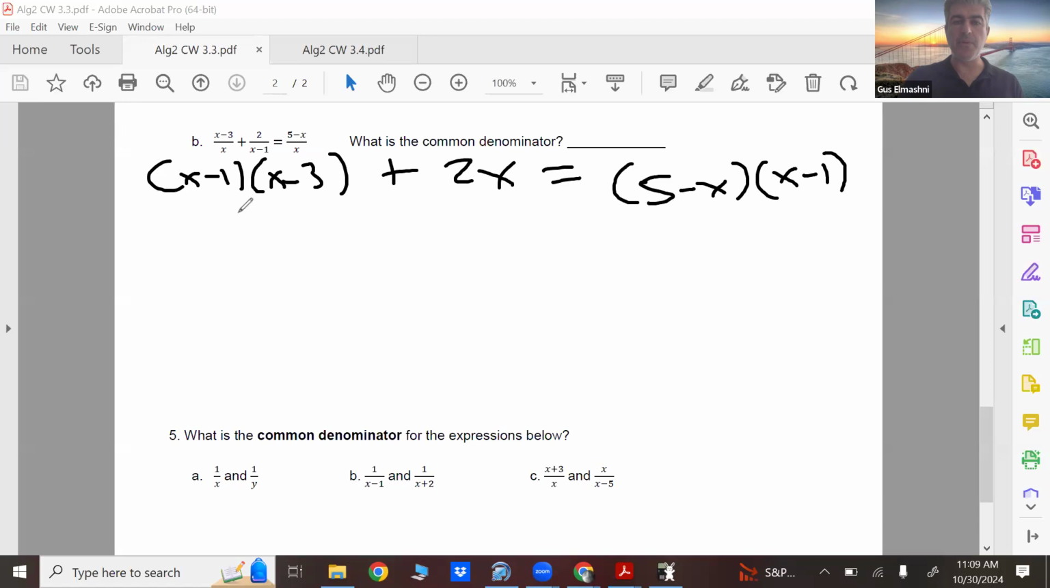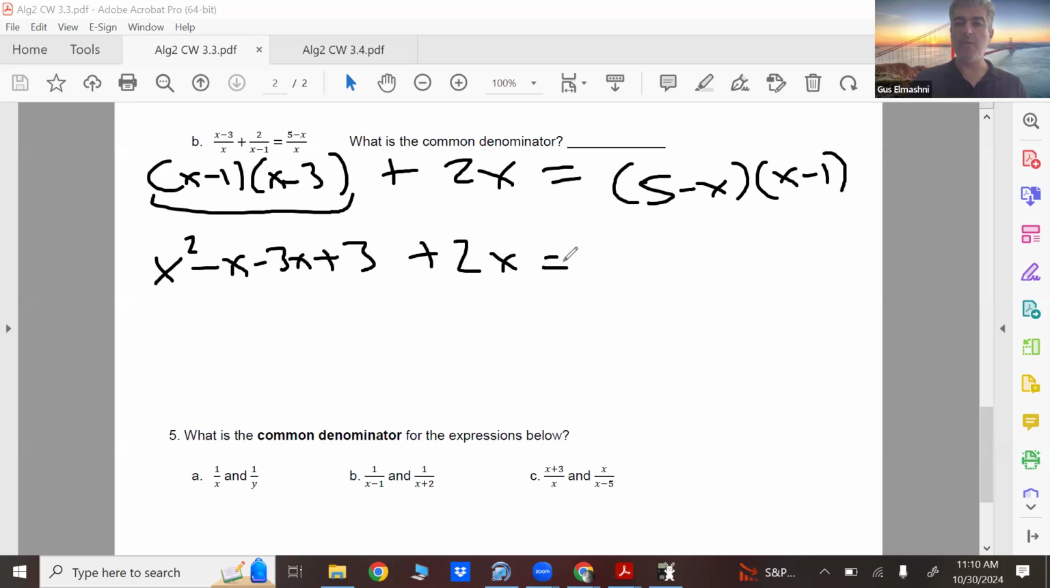Okay, how would you combine this here? What do you guys say? Foil it. Yeah, but what would happen after I foil it? You get x times x, negative x, negative 3x, plus 3, plus 2x equals, and keep going, 5x, negative 5, negative x squared, plus x. Combine like terms. Yes, you guys have done that many times before.